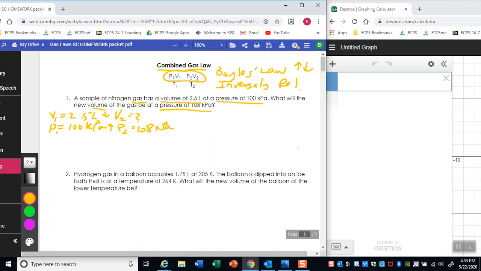When you're solving these problems, you look at what you're given, you look at what your unknown is, and then you write down the equation that you're going to use. So I'm going to use Boyle's law. Pressure times volume equals pressure times volume. And then I'm going to substitute in. So for pressure, I've got 100. And I'm going to take out the units while I'm just doing the math. And the volume that goes with that 100 was, right, my two initial numbers here, 2.5.